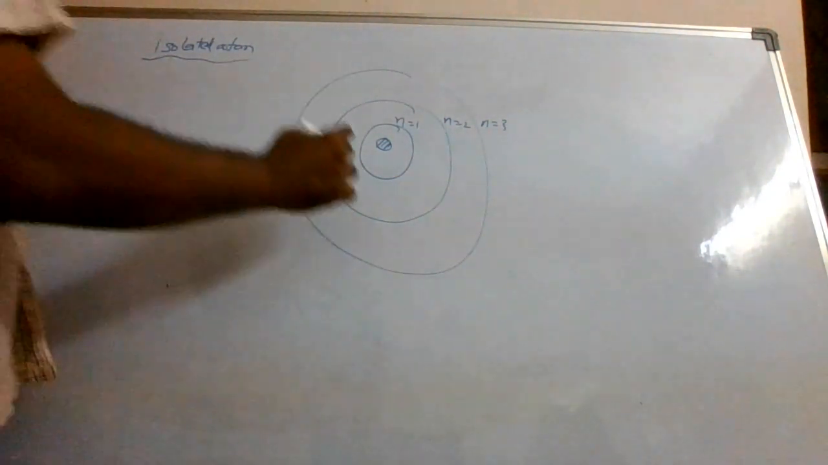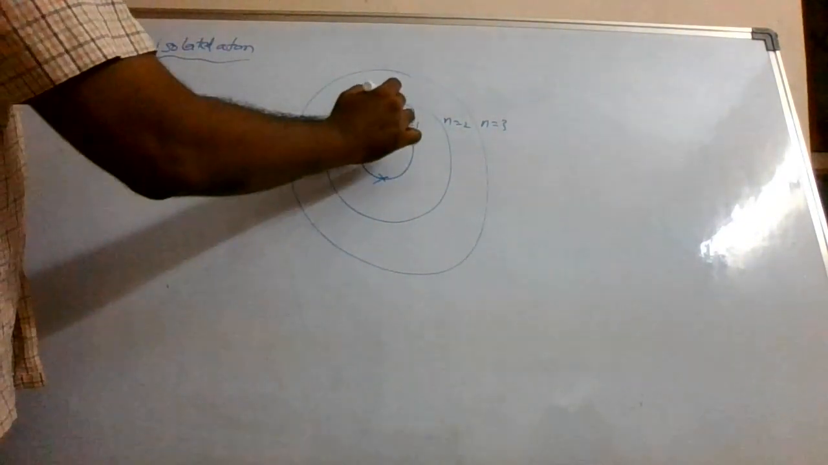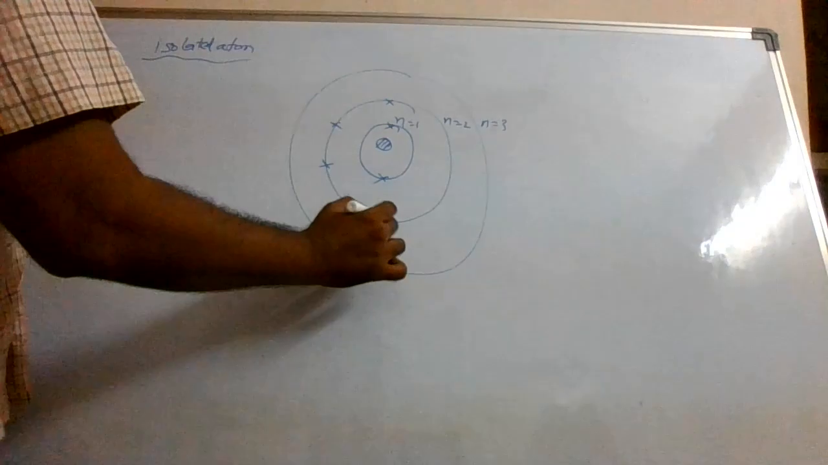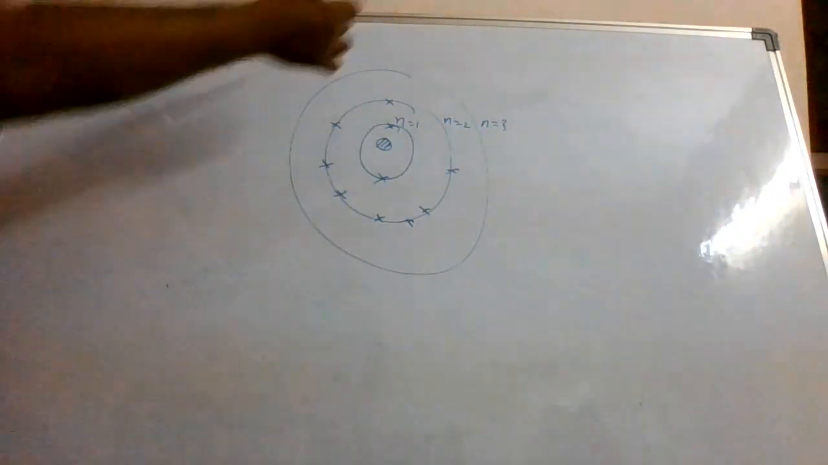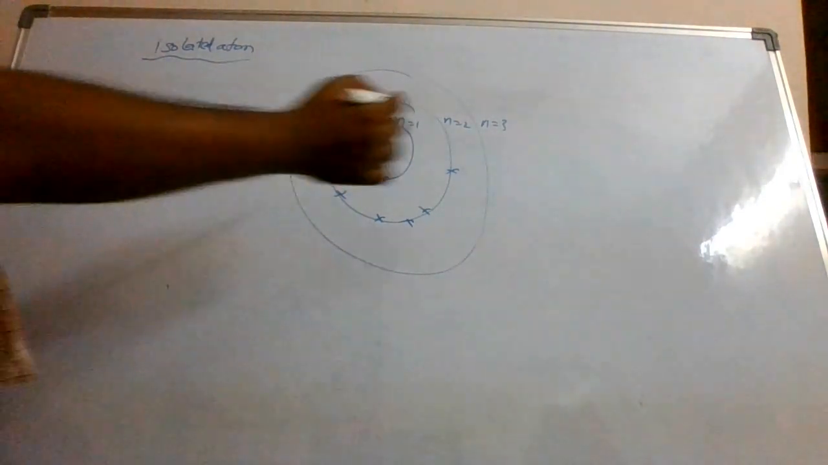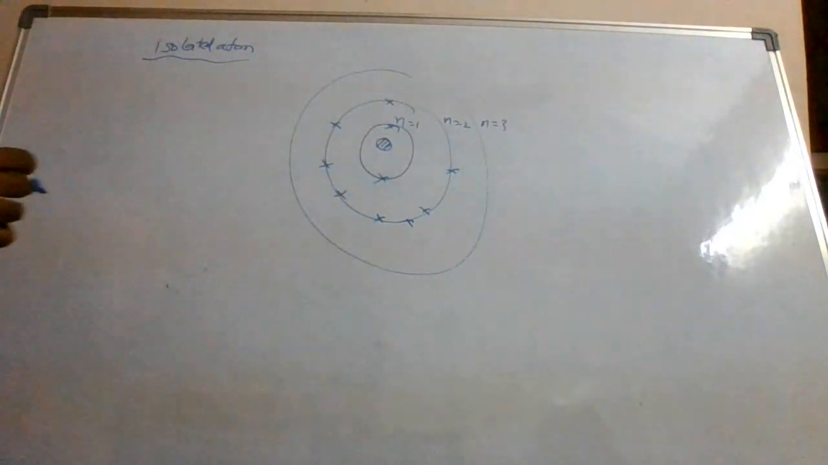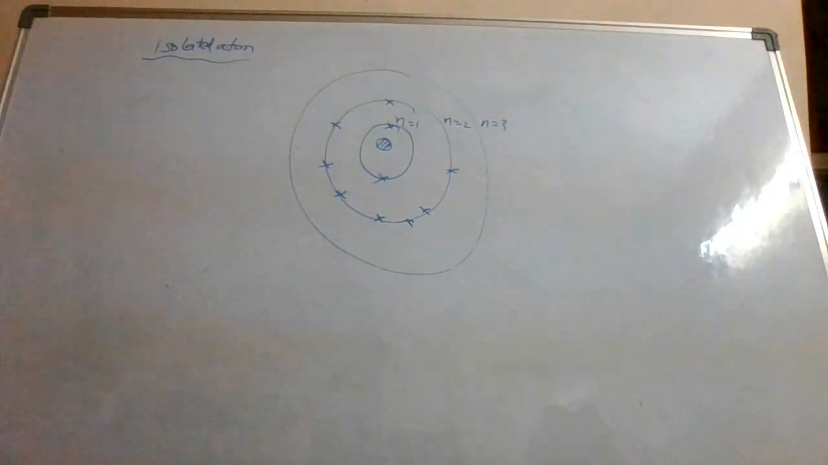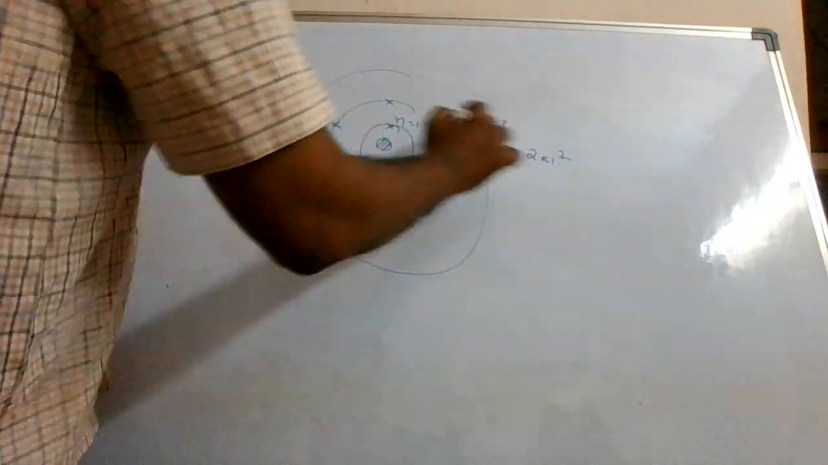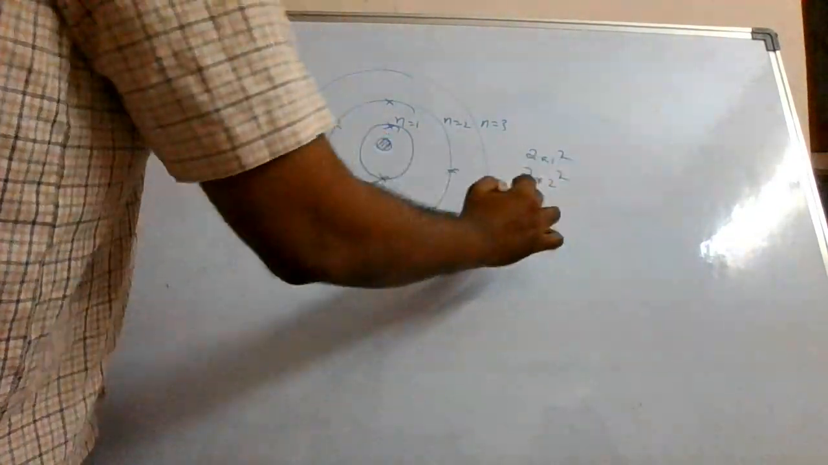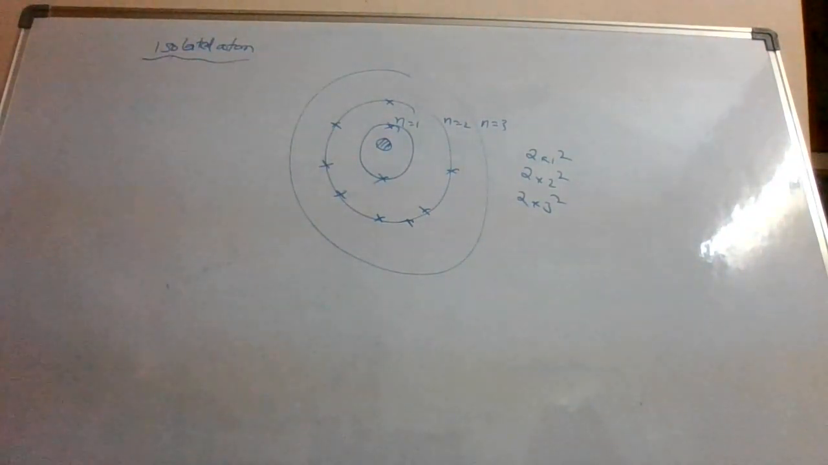In the first orbit you can have 2 electrons. In the second orbit you can have 8 electrons. In the third, 18 electrons. How do you get it? It is 2n squared. In the first, 2 into 1 squared. In the second, 2 into 2 squared. In the third, 2 into 3 squared, which is 18. And so on.